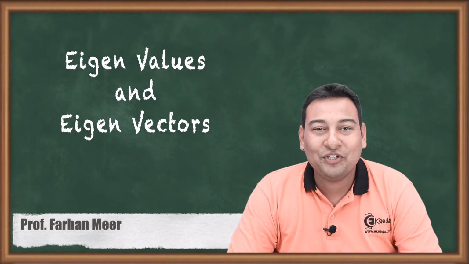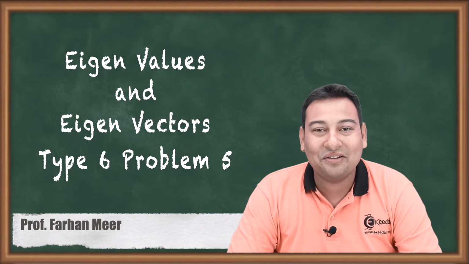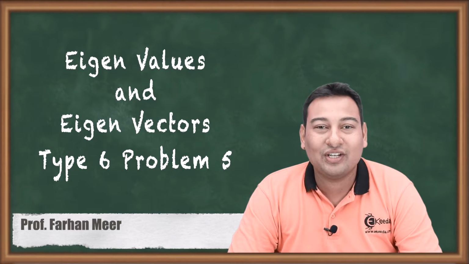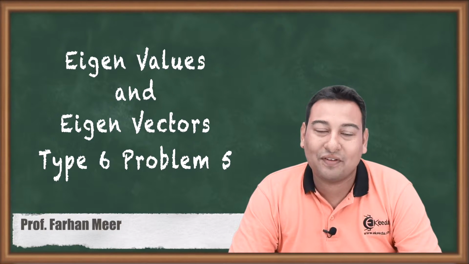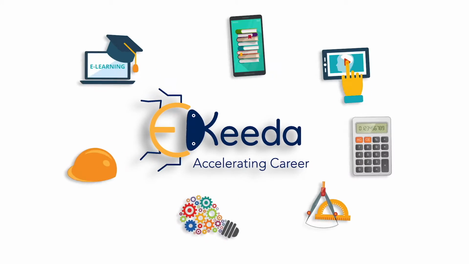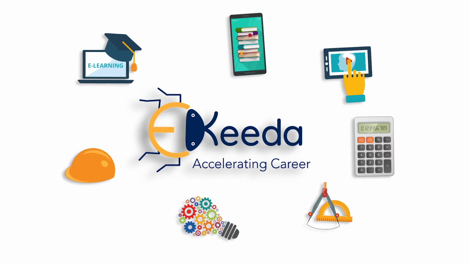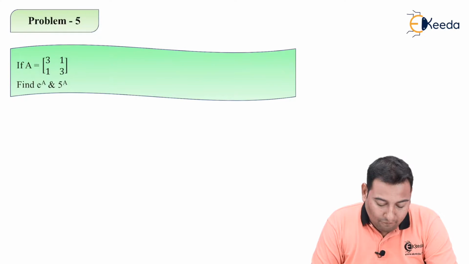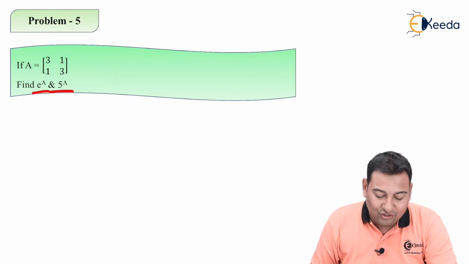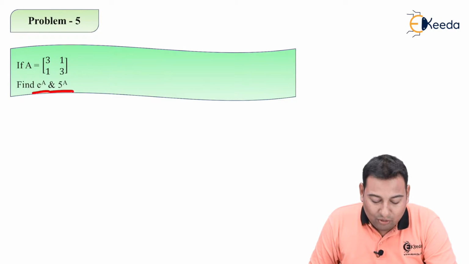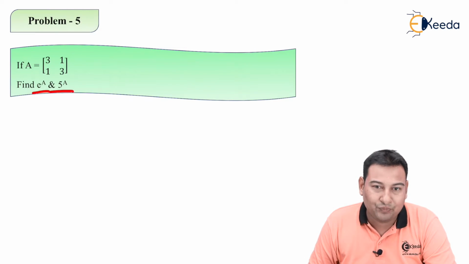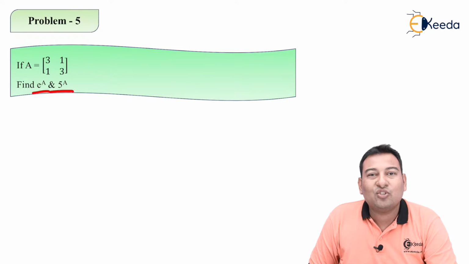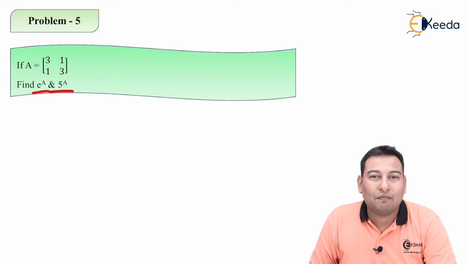Hello friends, in this video we'll be discussing eigenvalues and eigenvectors, type number 6, function of a square matrix, and this is our fifth example. So friends, let's move on to the next problem. Find e raised to A and phi raised to A if A is equal to [3 1; 1 3]. So again, e raised to A and phi raised to A both are functions of A.